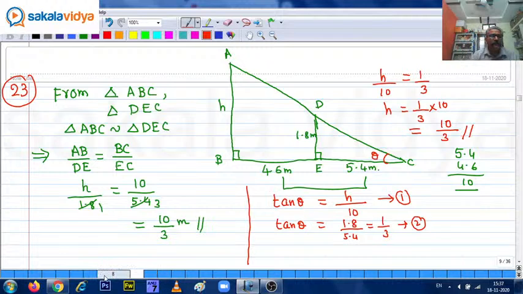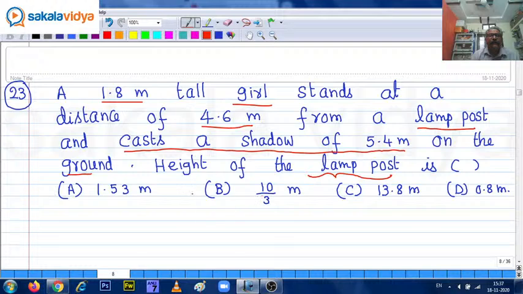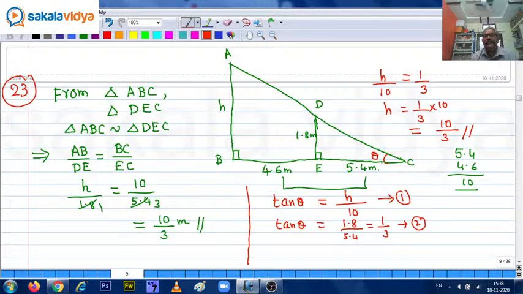Right. B is the right option. You can check the solutions. This is method 2. This is method 1. So whichever method you are interested in, you can do it.